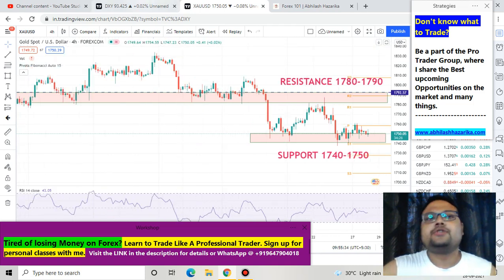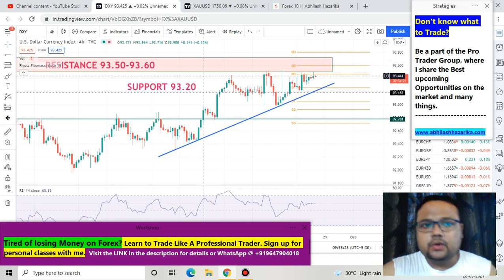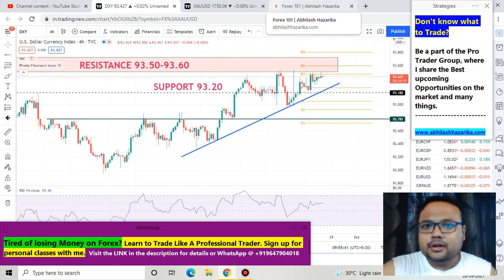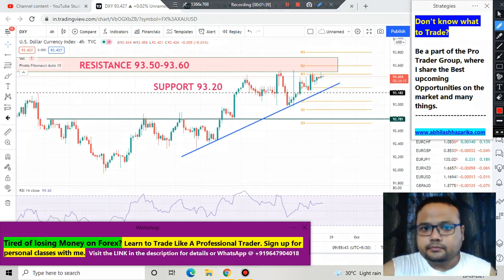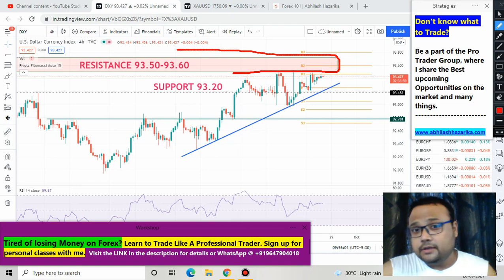So what should be a strategy? First of all, we must understand what is going on in the chart of DXY US dollar. As you can see, dollar is still in uptrend, with the trend line working as support. Apart from the trend line, we also have support at the 93.20 level, and on the other hand we have resistance at 93.50 to 93. This is the resistance zone for the US dollar.